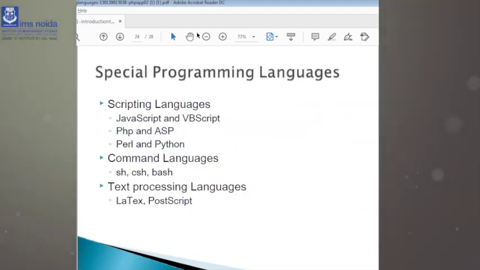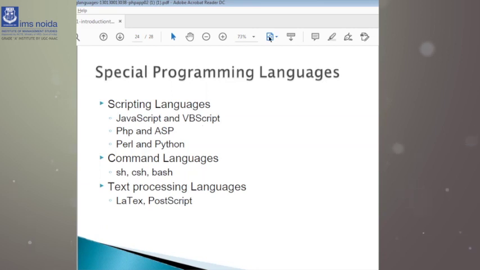There are some special programming languages which are called scripting languages. A scripting language is a programming language for a special runtime environment that automates the execution of tasks. The tasks could alternatively be executed one by one by a human operator. Scripting languages are often interpreted rather than compiled. There are so many scripting languages like JavaScript, VBScript, PHP, ASP, Perl, and Python. So these are the scripting languages.